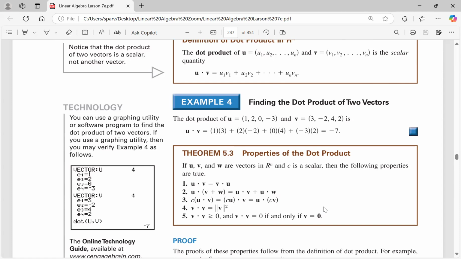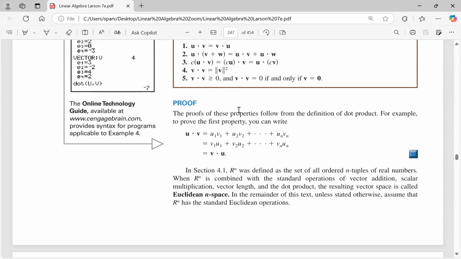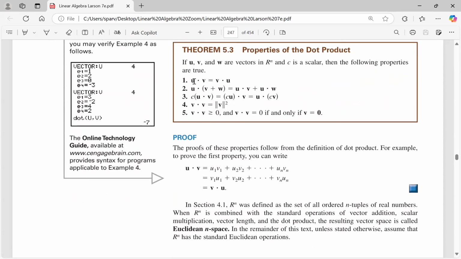Now, what are some of the properties of these dot products? You can see these properties here. Property number one says dot product is commutative. So whether you do u dot v or v dot u, it's the same product. And remember, this is a scalar product. So for every one of these numbers, 1, 2, 3, 4, 5, the result will be a scalar. Dot product is distributive. You can distribute u dot v plus w. You can distribute u to v, and then you can distribute u to w separately, and then add them up.